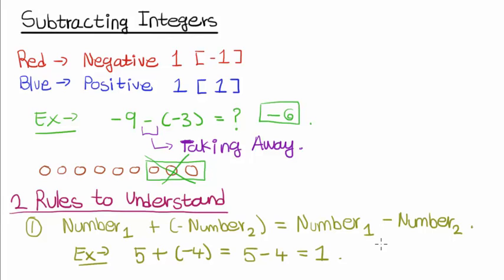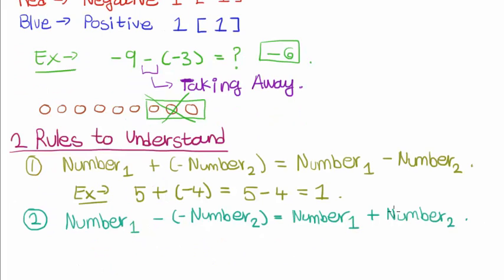Now let's go over another rule. All this rule really tells us is that if I have some number and then I'm subtracting from that number another negative number, I can rewrite that same expression as number 1 plus number 2. So basically, if I have two negatives right next to each other, such as I do in this problem, they turn into a positive. This is generally what people mean when they say two negatives make a positive.